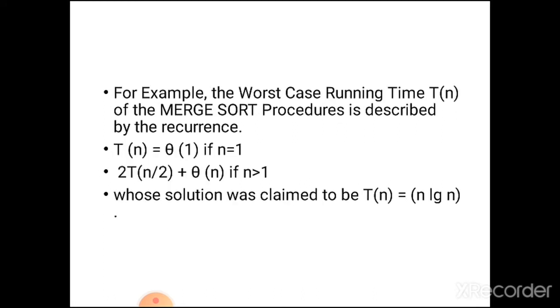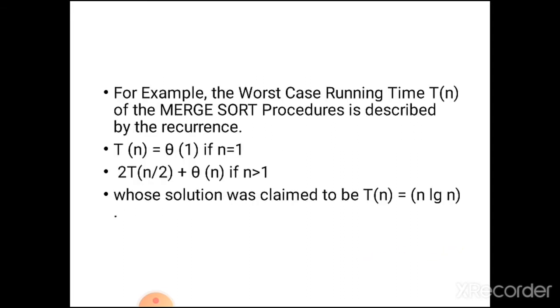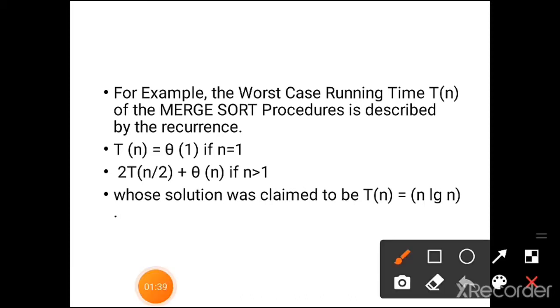There are four methods for solving a recurrence relation. One is the substitution method, another is the iteration method, the third is the recursion tree method, and the last is the master method. This is an example: the worst case running time T of n of the merge sort procedure is described by a recurrence. Here the recurrence is represented as a function. T of n is a function, where n is the input size.